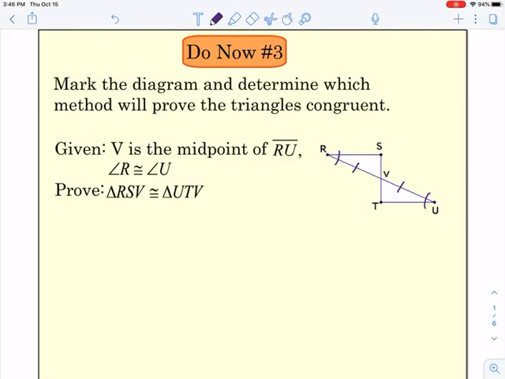That's the only thing that you're given right now. Again, without anything else, the only other thing that you can assume here is a pair of vertical angles, which would be this angle, which would be congruent to that angle. And again, that would be congruent by angle, side, angle. So angle, side, angle is the method that would be used there.